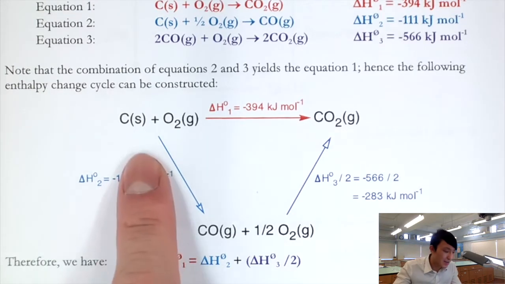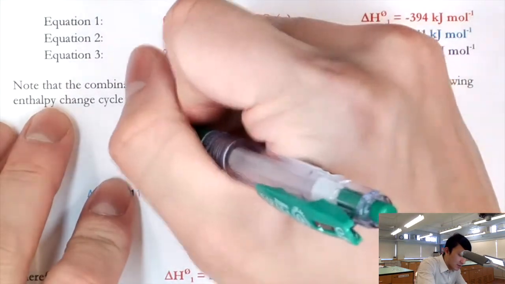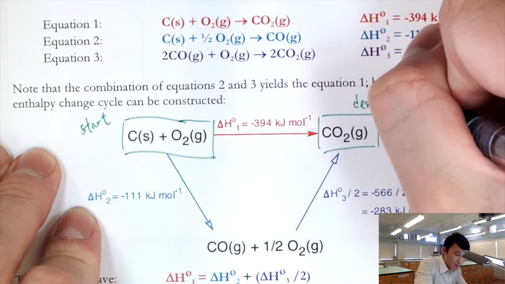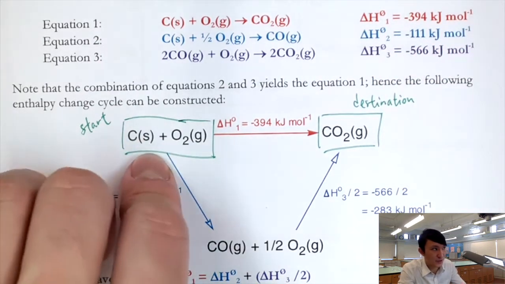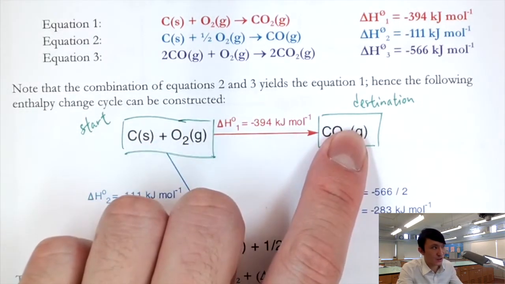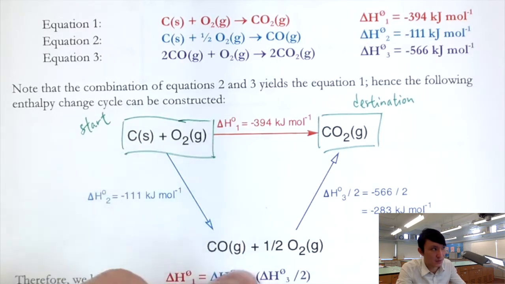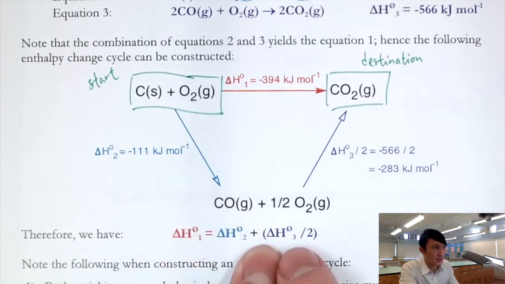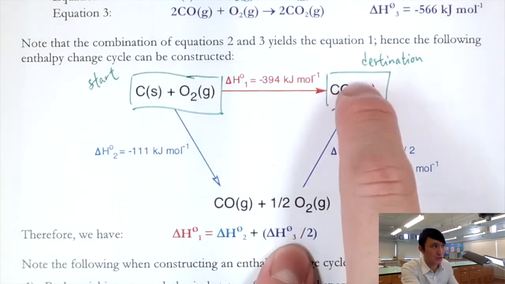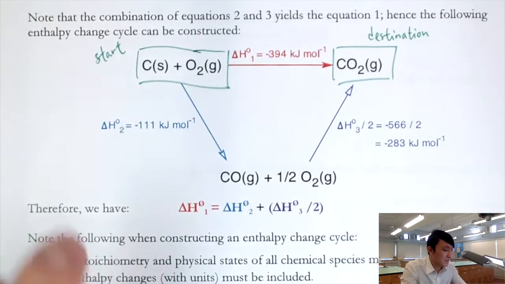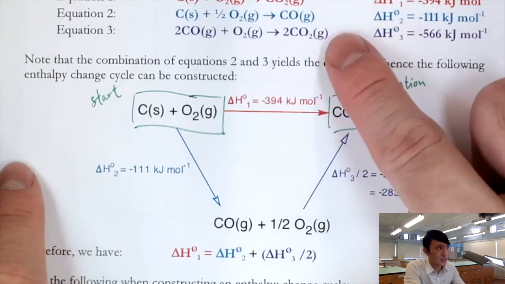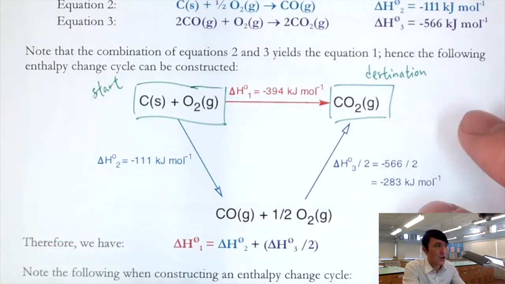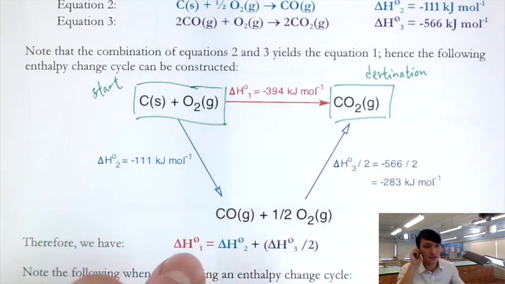So here, let's just say I will take this one as the starting point, and I'll take this one as my destination. Then, if you want to go from here to here, you can either go for the red path, straightforward, or you can go for a 2-step reaction pathway. First becomes this and then becomes this. So we will say delta H naught 1, the red one, equals delta H naught 2 plus delta H naught 3 divided by 2. Okay, so this path equals this path. All right. So this is how we can make use of the thermochemical equations to establish an enthalpy change cycle, which tells us how we can make use of different equations to find out a certain enthalpy change.